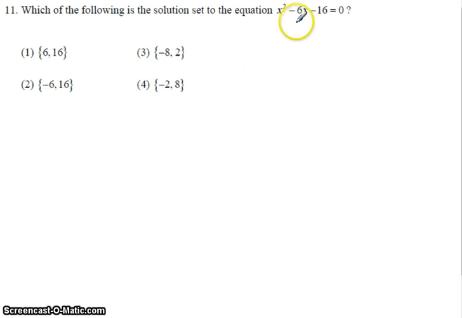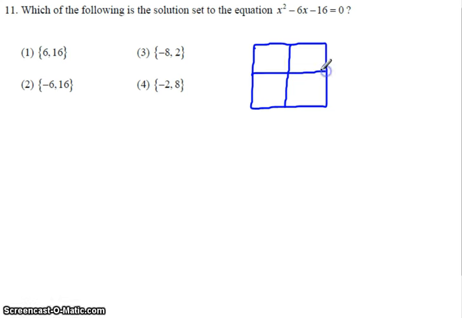I think this one is factorable, so I am going to try that at least. If factoring doesn't work, you can always do completing the square, but factoring, when it works, is a little bit quicker. So I'm going to put the x squared in this first box. I'm going to put the negative 16 in this box.